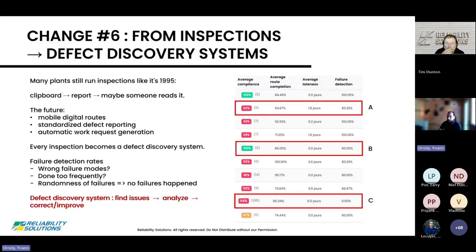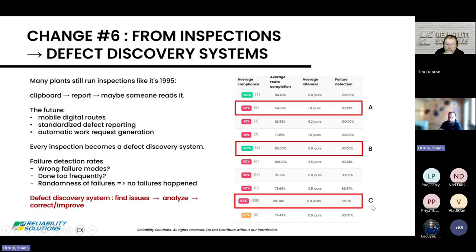If you look at scenario B here, the schedule compliance is 100%. So every time we've done it on time, perfect. And the failure detection rate is actually 60%. So 60% of the time we went and executed that route, we identified at least one failure. That's very good. Continue as is for that one.